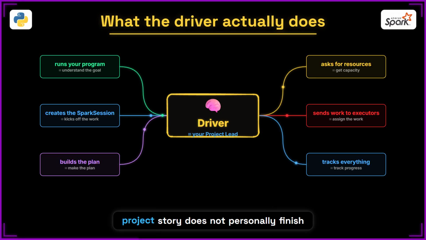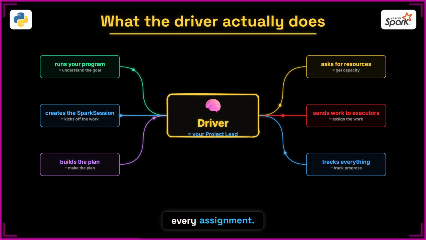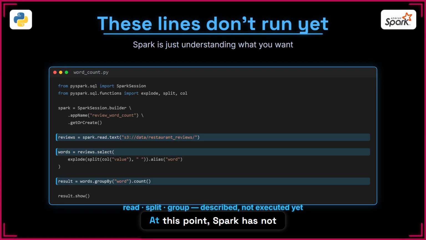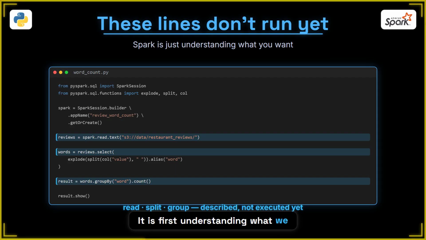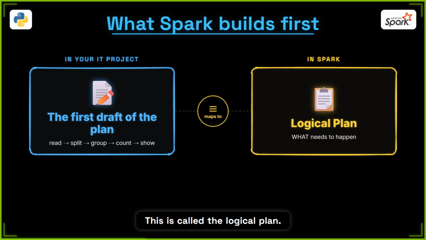Just like the tech lead in our project story does not personally finish every assignment. Now look at these lines of code. At this point, Spark has not necessarily read all the data or calculated the final count. It is first understanding what we want to do. This is called the logical plan. The logical plan is like the first version of our project plan.